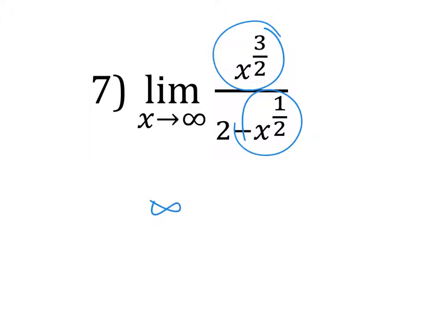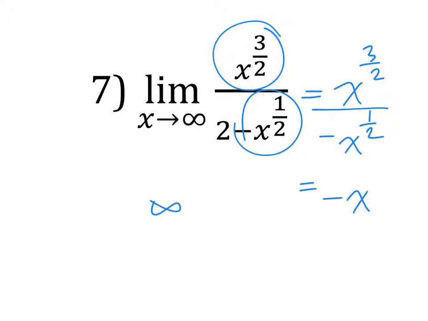The negative sign. Okay. So this is going to be x to the 3/2 over minus x to the 1/2. So that is, yeah, you're right. Negative x. So that should be negative infinity.